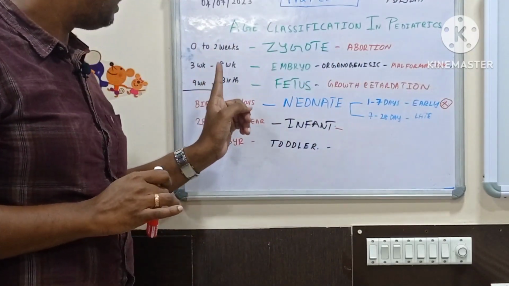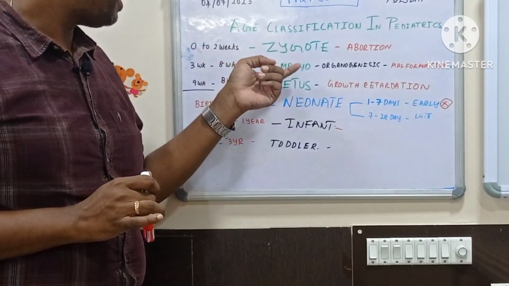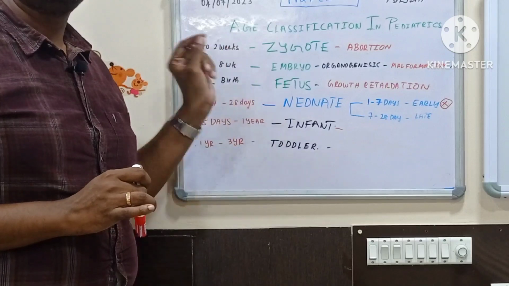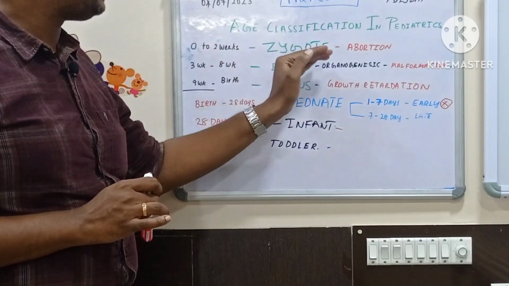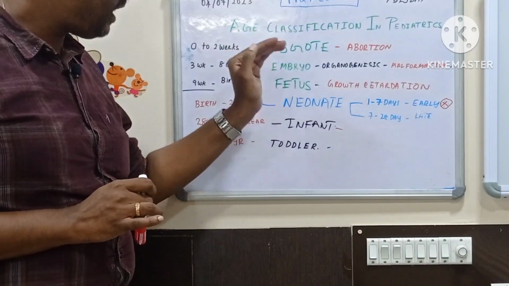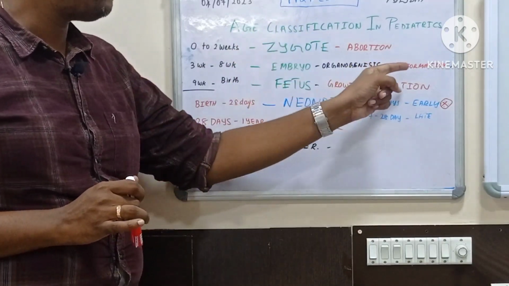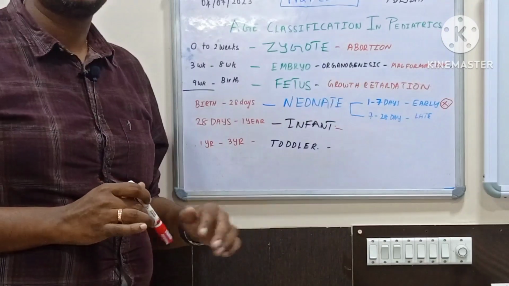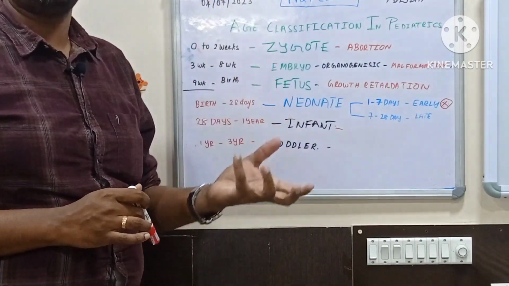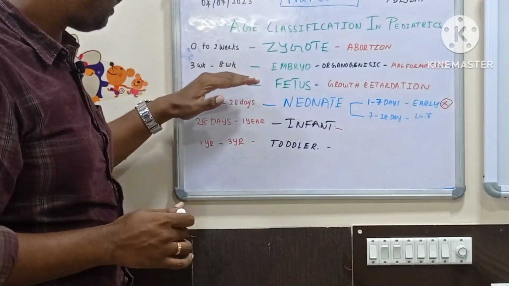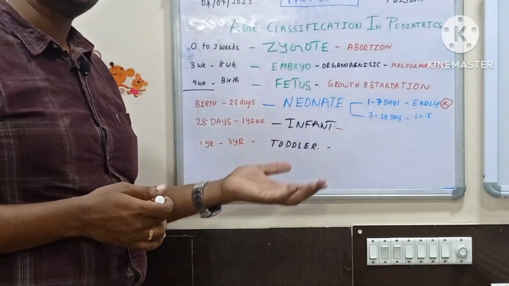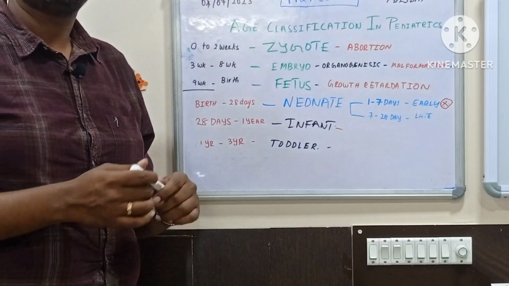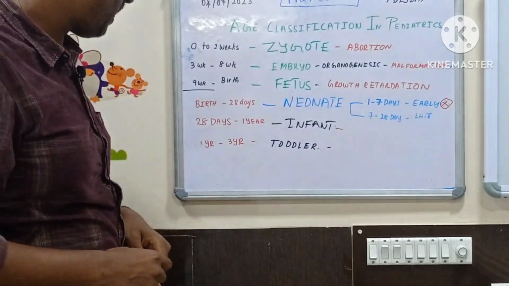From 9th week till birth, this embryo is renamed as fetus. In the fetal period, the organogenesis is almost over and hence any insult in the fetal period will not cause malformations but will cause growth retardation. The organ will be smaller in size. So this completes the intrauterine phase and now the birth happens. We will classify the extrauterine phase of the baby as follows.